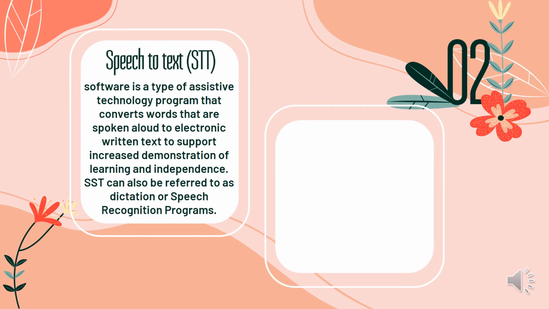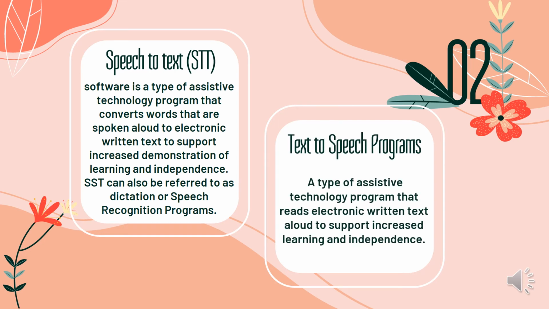Speech-to-text or STT is a software and a type of assistive technology program that converts words that are spoken aloud to electronic written text to support increased demonstration of learning and independence. STT can also be referred to as dictation or speech recognition programs. Another assistive technology is the text-to-speech program. It is a program that reads electronic written text aloud to support increased learning and independence.